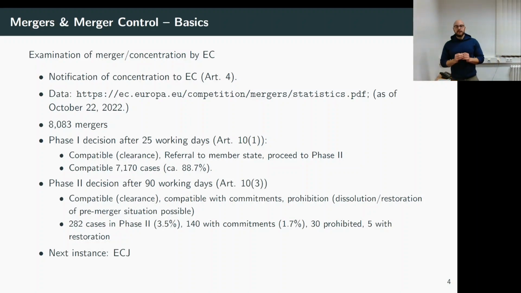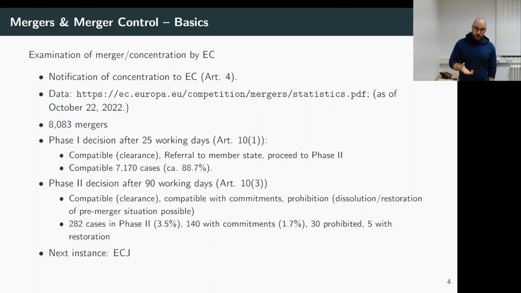Okay, so what does this community dimension mean in terms of what the Commission does? The merging parties have to notify the merger or the concentration to the European Commission, and then it's going to be investigated by the Commission. You can see the data of the merger statistics through this link. I've taken this data as of October 2022, and at that point we had 8,083 mergers, and that's a lot, basically. So it's the entire time frame that is given there.